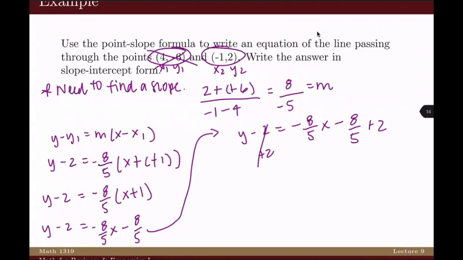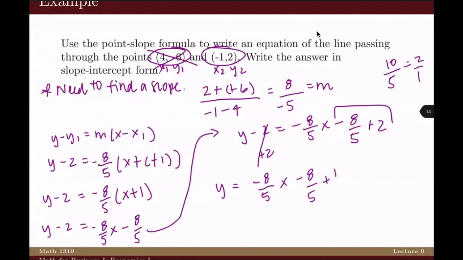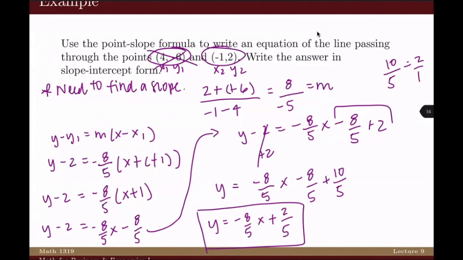And now to combine a whole number and a fraction, we just need to figure out how we're going to get the 2 in terms of fifths. So it's going to be negative 8/5x minus 8/5. And then remember that 10 divided by 5 is equal to 2/1, right? So this will be plus 10/5. And finally, we can add these two fractions. So we'll get plus negative 8 plus 10 is 2/5. All right, and that's it.